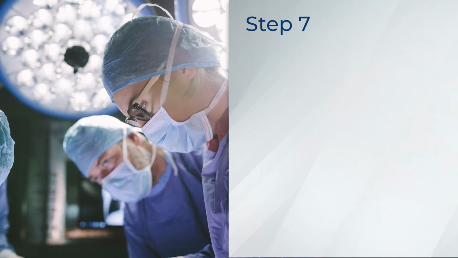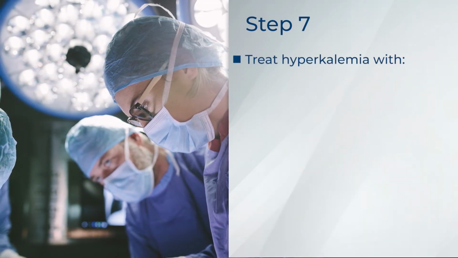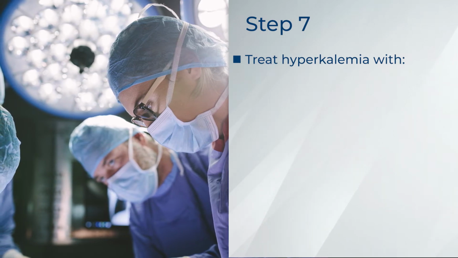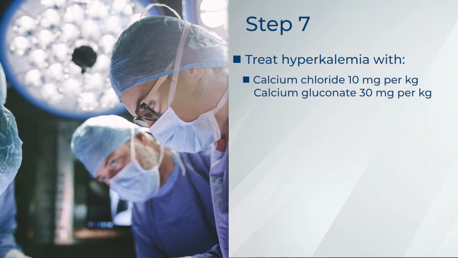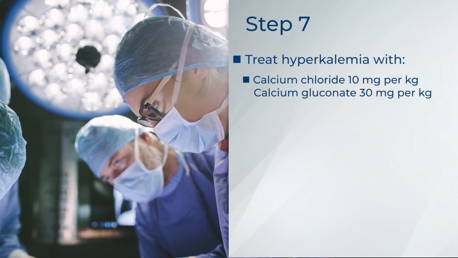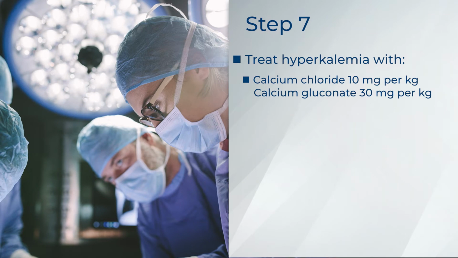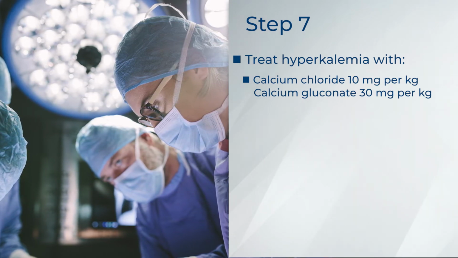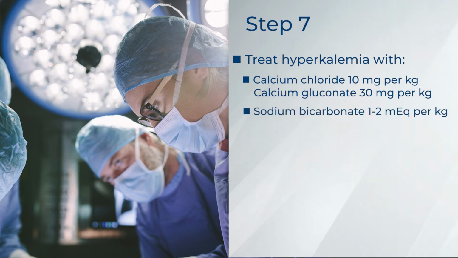Step 7. Treat hyperkalemia, potassium less than 5.9 with ECG changes, with calcium chloride, 10 milligrams per kilogram, maximum dose 2,000 milligrams, or calcium gluconate, 30 milligrams per kilogram, maximum dose 3,000 milligrams. Sodium bicarbonate, 1 to 2 milliequivalents per kilogram IV, maximum dose 50 milliequivalents.